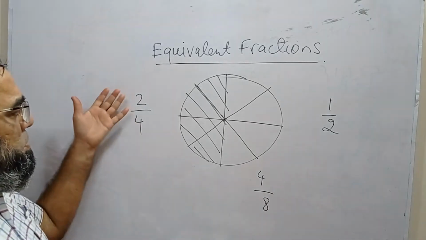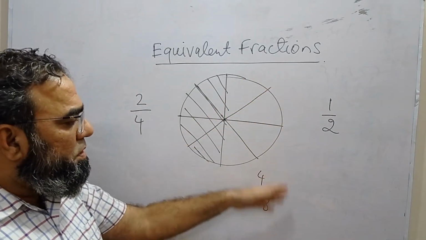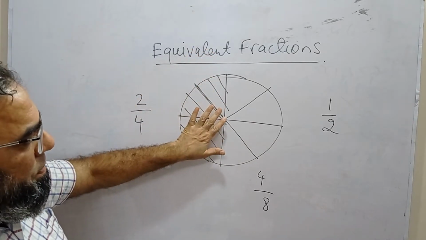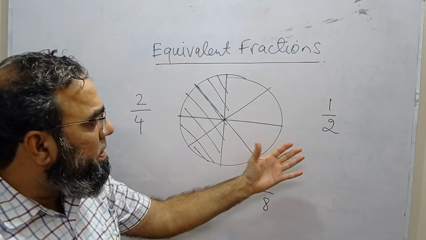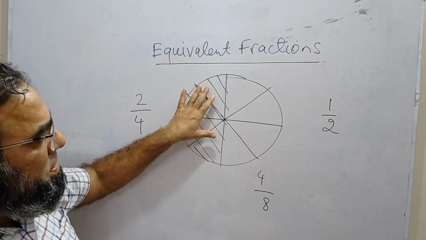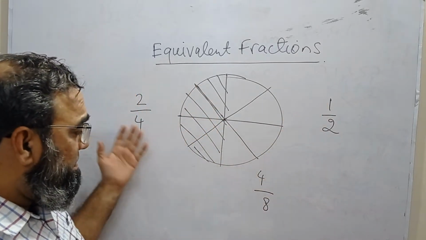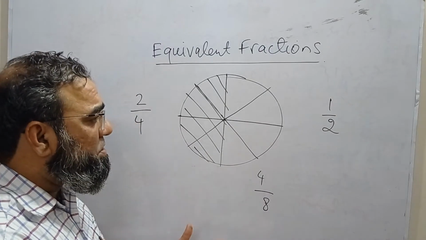So this 2/4, this 1/2 and this 4/8, they are all representing the same value, but they're looking to be different. The amount they are representing is the same, but they look different. So this is basically the definition of the equivalent fractions.